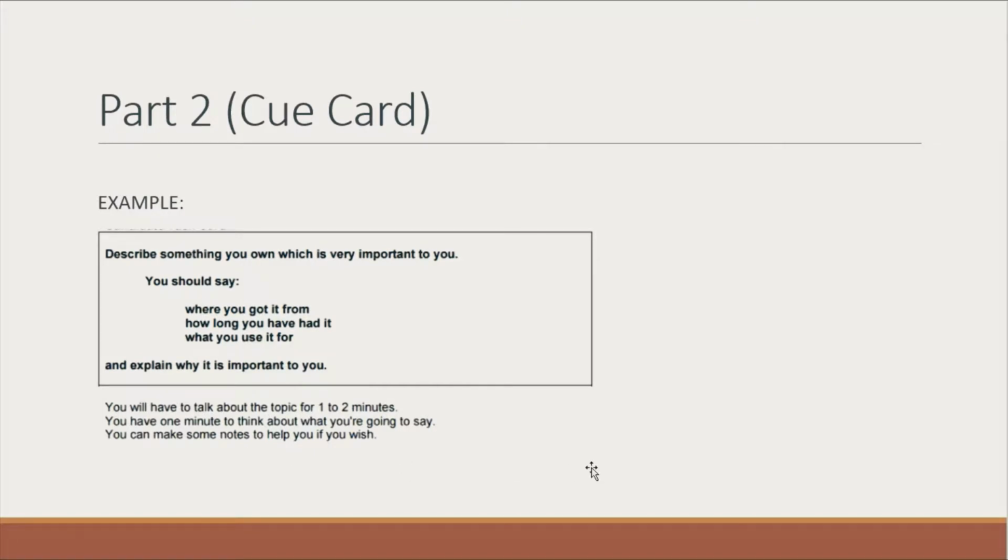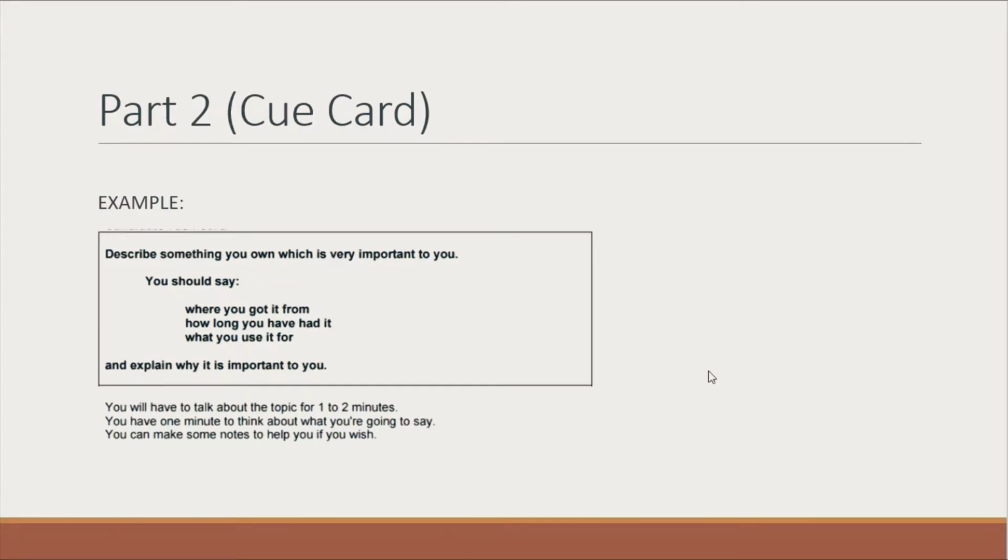Now the examiner first of all gives you the cue card and then also gives you a notepad where you can write notes for 1 minute about the topic. You can make notes, right? So remember that in part 2, you have to address these 4 things: where you got it from, how long you have had it, what you use it for, and explain why it is important to you. You have to give answers to all of these 4, right? Then your part 2 will be complete.